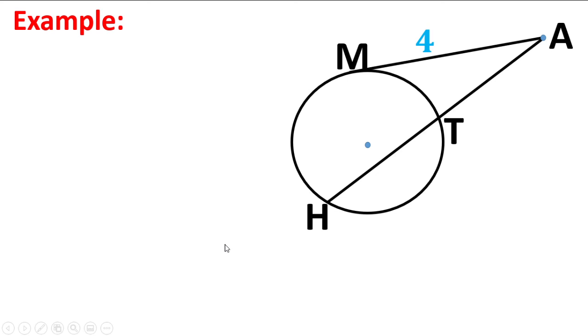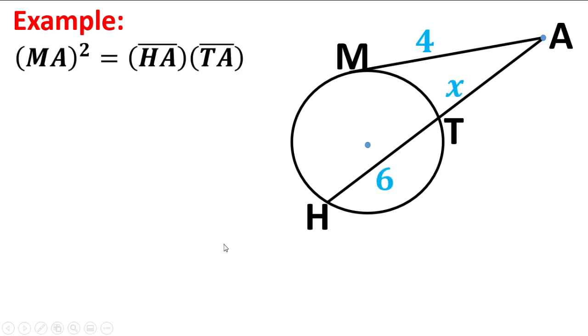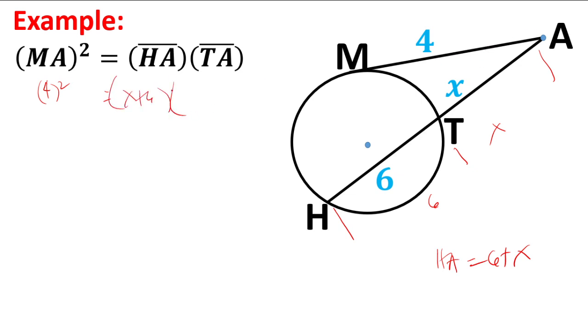Say MA is 4, TA is X, tapos si HTI 6. So, yun ang ating working equation. MA ilan? 4. So, this is 4 square. HA natin, mula H hanggang A. So, kung ito 6, tapos yung X, HA is equal to 6 plus X. Or pwede rin X plus 6. Pwede rin yan. Okay? Say X plus 6. TA natin ay X.